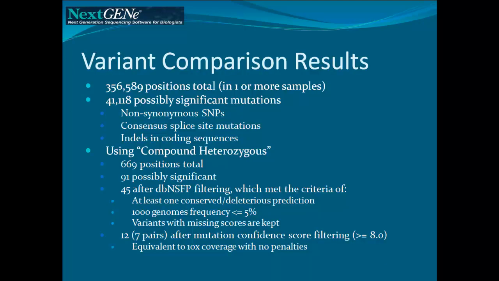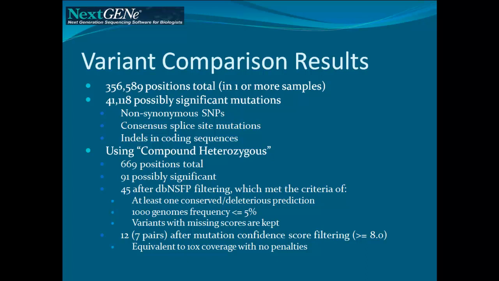In the projects used in this analysis, a mutation was called if there were at least 3 occurrences of the SNP allele, or 20% of total coverage. These 6 projects had over 350,000 mutations between them. Approximately 41,000 were possibly significant, meaning that they were non-synonymous SNPs, consensus splice site mutations, or INDELs encoding sequence. When using compound heterozygous filtering, the number was reduced to 669 mutations. 91 of these were potentially significant.